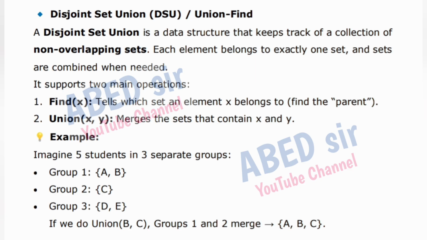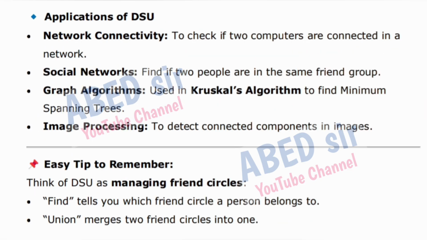Example: imagine 5 students in 3 separate groups. Group 1: A, B. Group 2: C. Group 3: D, E. If we do Union(B, C), groups 1 and 2 merge: A, B, C.